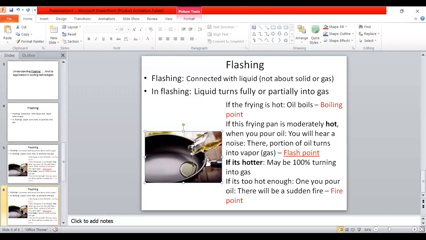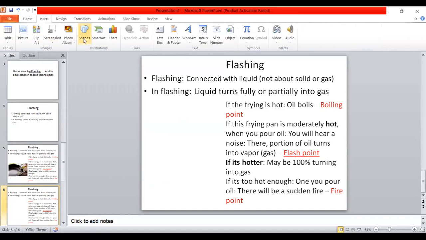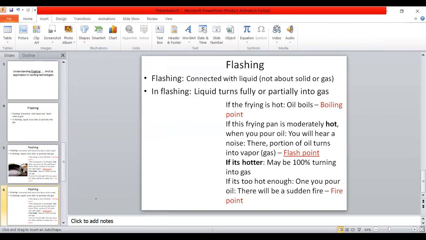And now I'm talking not about this. So if you cannot hear again, just let me know. So experimentally, you can even find the data, the boiling points, flash points, fire points for different pressures, because it depends on pressure as well.